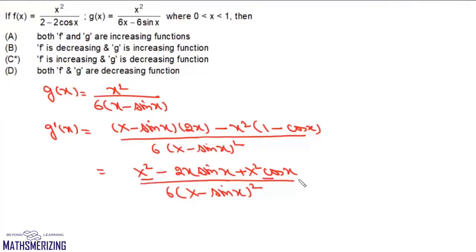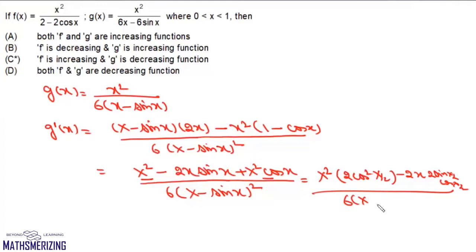Now if we take these two together, we can write x squared into 1 plus cos x is 2 cos squared x by 2, and here will be 2x and then 2 sin x by 2 into cos x by 2, upon 6 into x minus sin x whole squared.